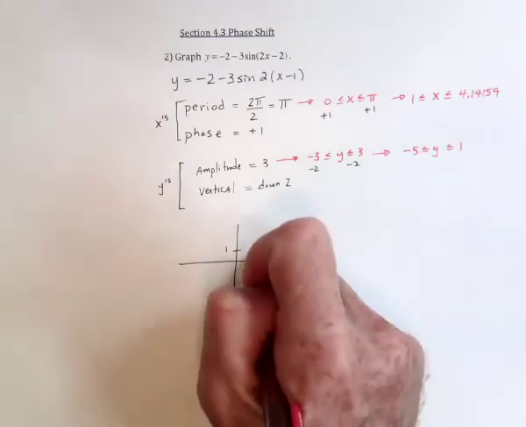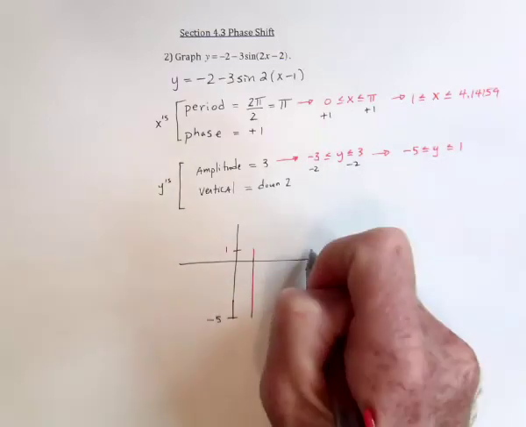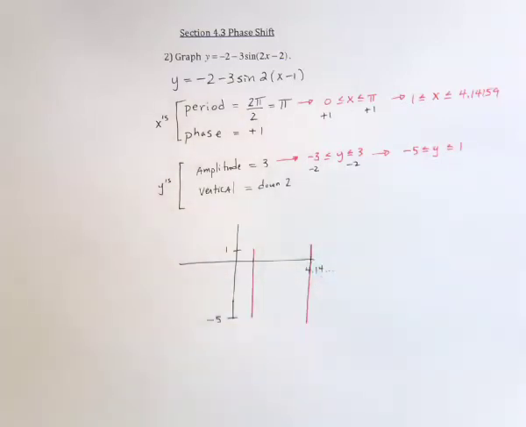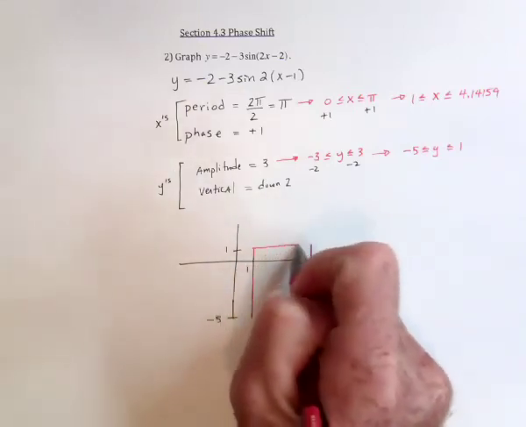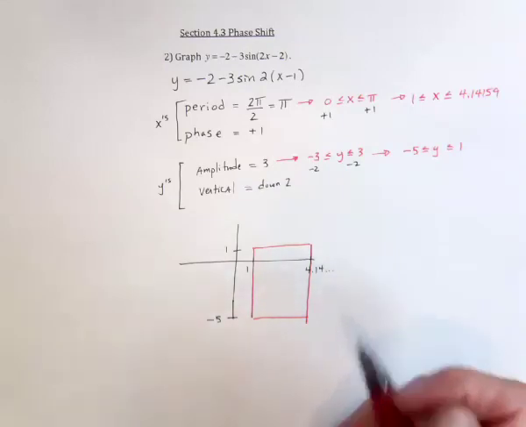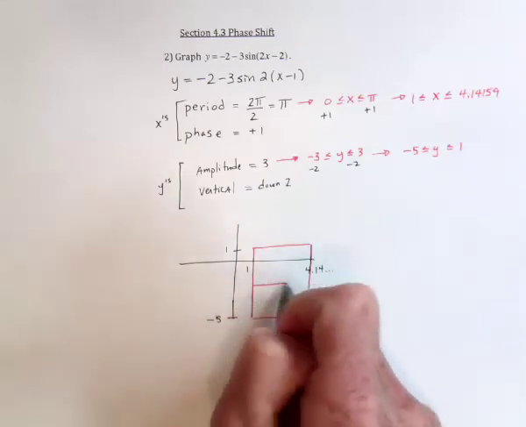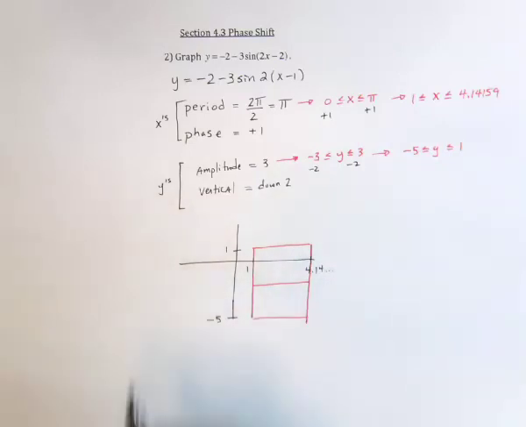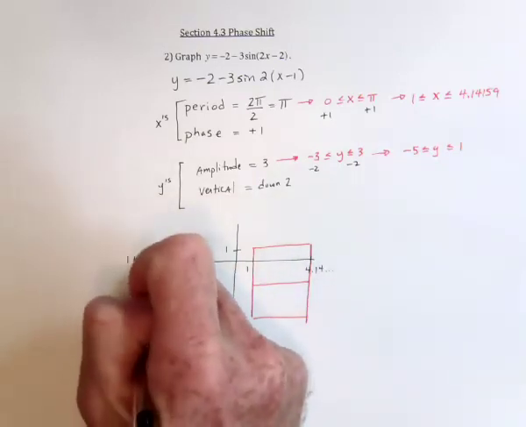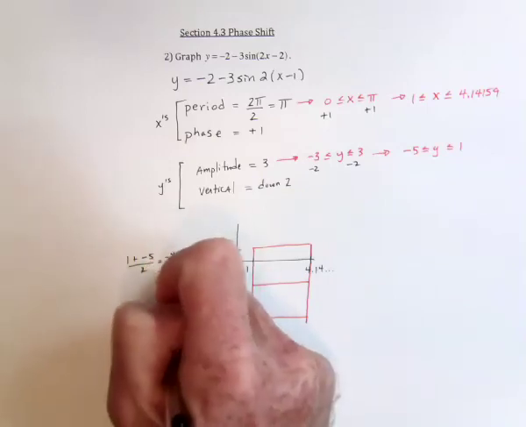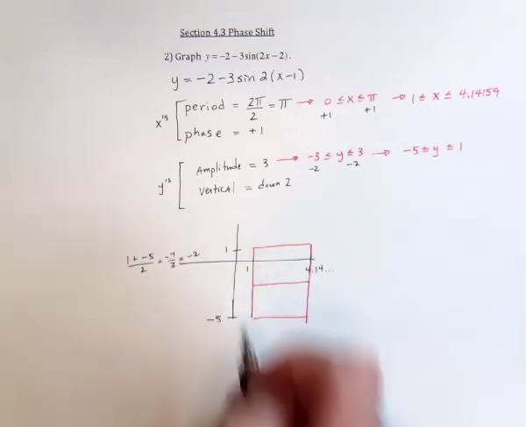So the x's, at least for one cycle of sine, are going to stay between these two. And the y's are going to stay between these two. And then we need to cut this in half. So if we add these together and divide by 2, so 1 plus a -5 divided by 2 is a -4 divided by 2, or -2.